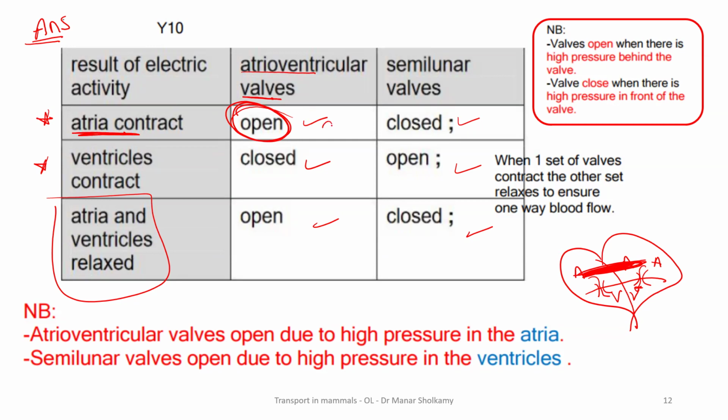Now, the opposing set of valves will close. When the atrioventricular valves open, what will happen to the semi-lunar valves that are found below the aorta and the pulmonary artery? They will close, because there's pressure behind the aortic valve.